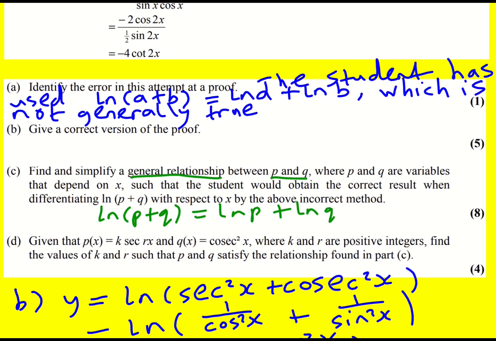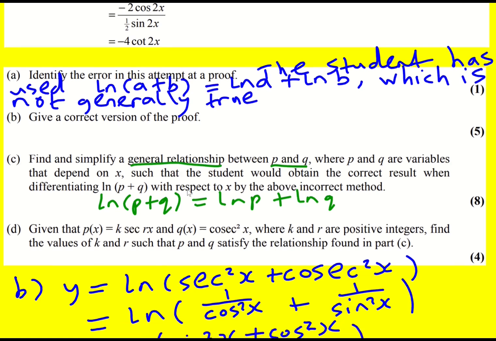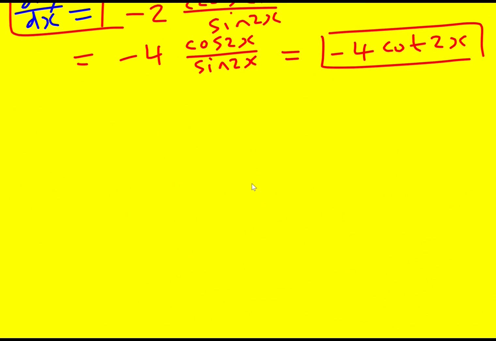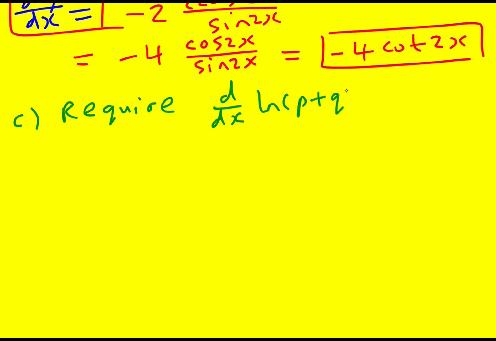equals ln P plus ln Q. And that is what they've assumed. And so for it to work, we need that d by dx of the left-hand side is equal to d by dx of the right-hand side. So we require d by dx. Remember, P and Q are functions of x.